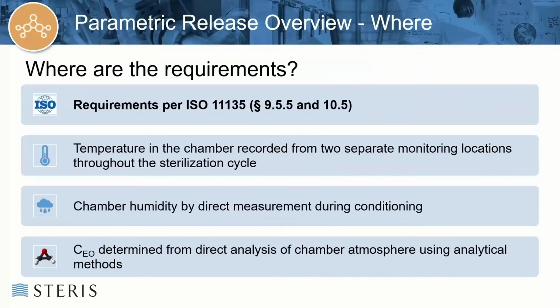ISO 11135 clause 9.5.5 and clause 10.5 state that in parametric release, you need at least 2 separate monitoring locations for temperature. You need chamber humidity by direct measurement during your conditioning phase, and you need concentration determined from direct analysis of the chamber atmosphere using an analytical method.